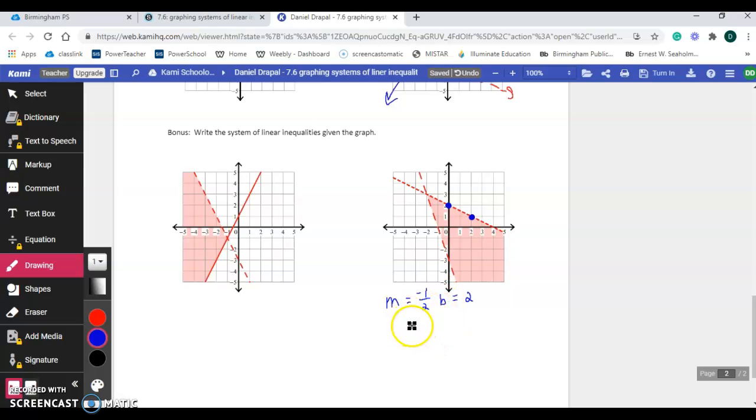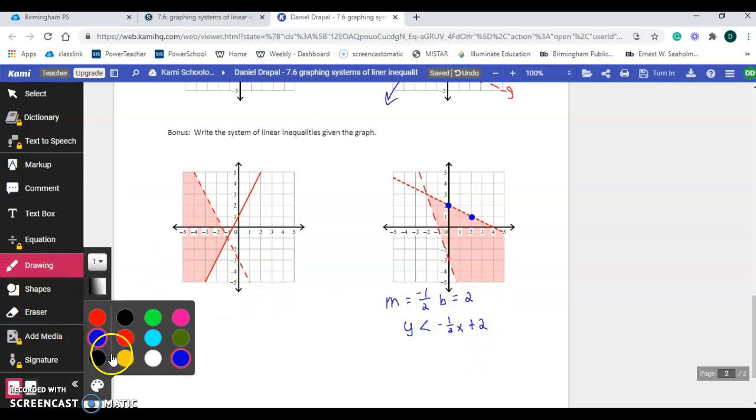So my equation for this one is y, and it's below it, so it's less than. And I'll leave it as a dotted line. I don't need a line underneath. And then mx plus b, negative 1 over 2x plus 2. Now I have to do my next one. I'm going to do this in red.